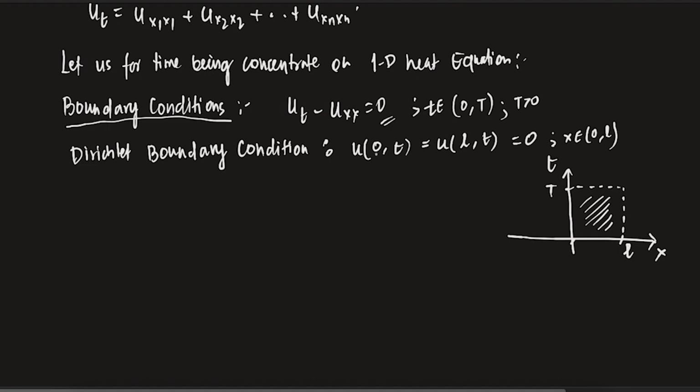And what is the boundary condition? u at (0, t) and u at (L, t) is 0. So essentially u(0, t) and u(L, t). Okay, so on this line u is 0 and on this line u is 0. Clear? u(0, t) equals u(L, t) equals 0. If something like this happens, then it is called a Dirichlet boundary condition.